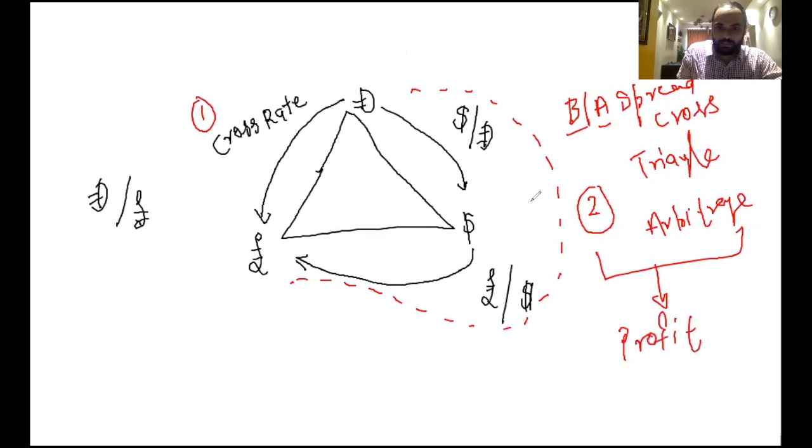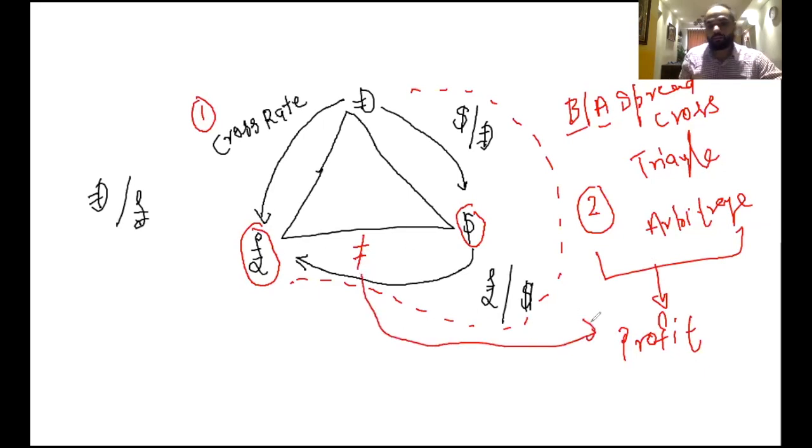Profit is possible if the pound and dollar are not consistent. If they are not consistent, then you have a chance to make profit. If dollar and pound do not move in the same direction, then you have a chance to make profit. If you're making profit, this is called triangle arbitrage. So we also have questions for triangle arbitrage. Let's have a look at a question.